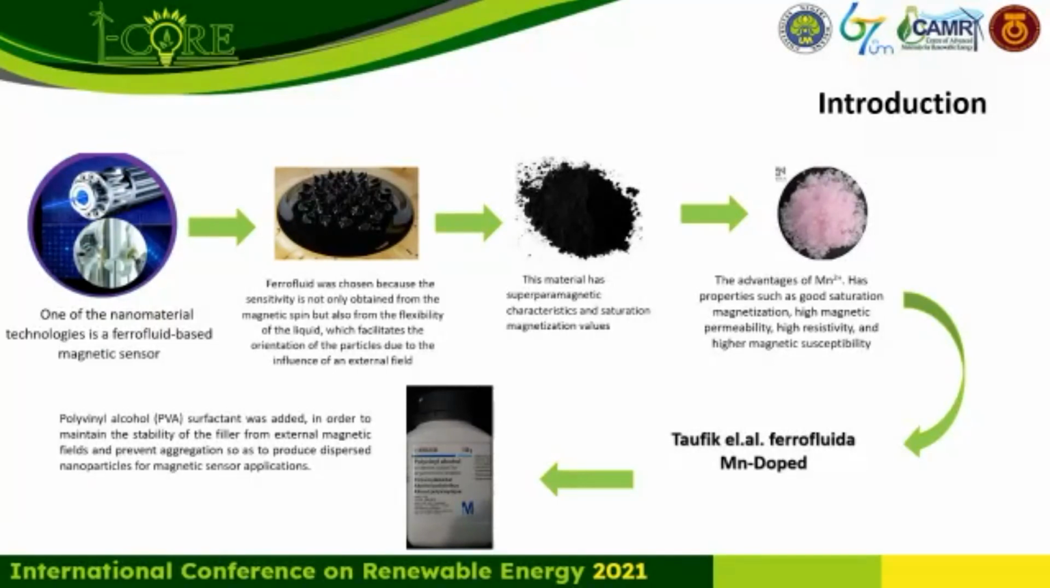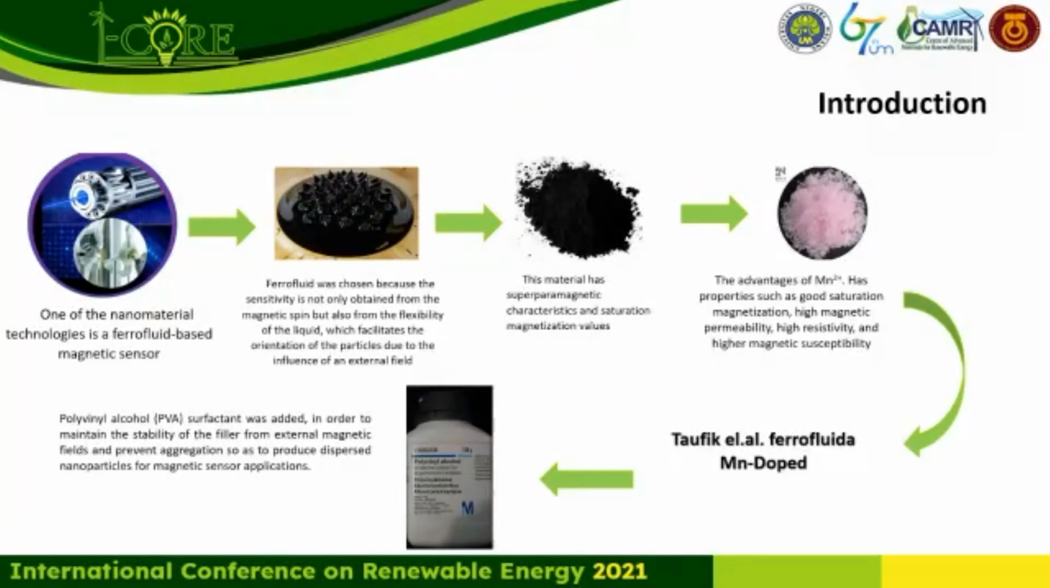Related to the development of ferrofluid as a magnetic sensor application, one of the materials used as a filler is magnetite. The material has superparamagnetic characteristics and a saturation magnetization value. To improve the performance of magnetite for magnetic sensor application, several alternatives can be carried out. One of them is manganese doping. In theory, this doping will cause a more significant saturation magnetization.